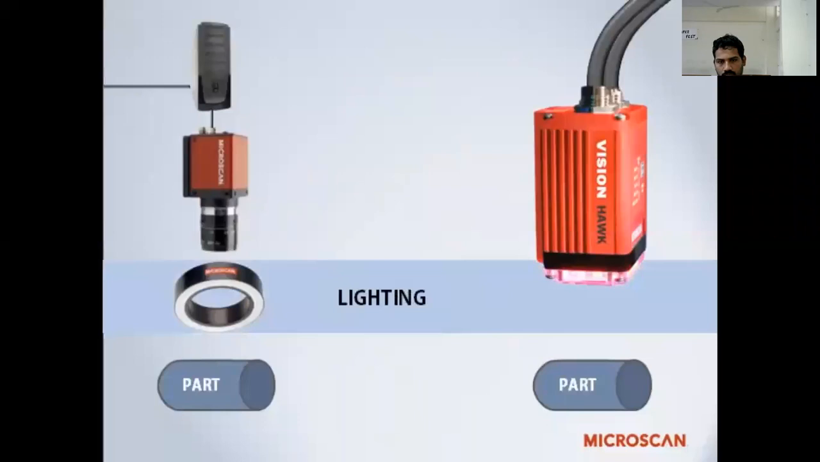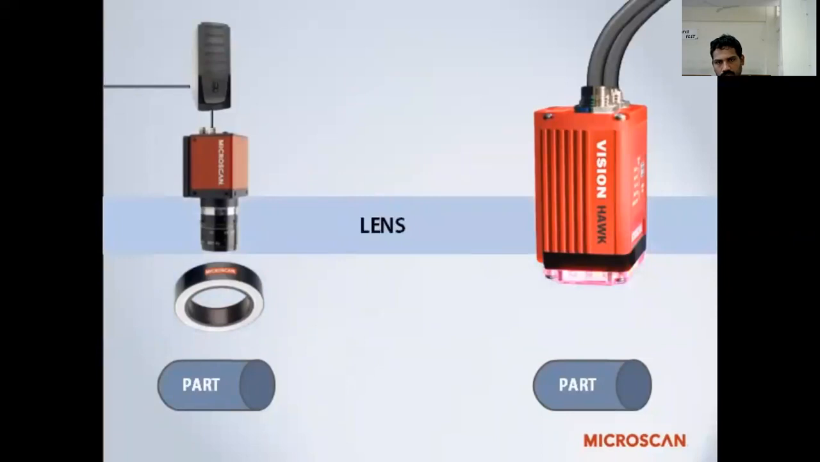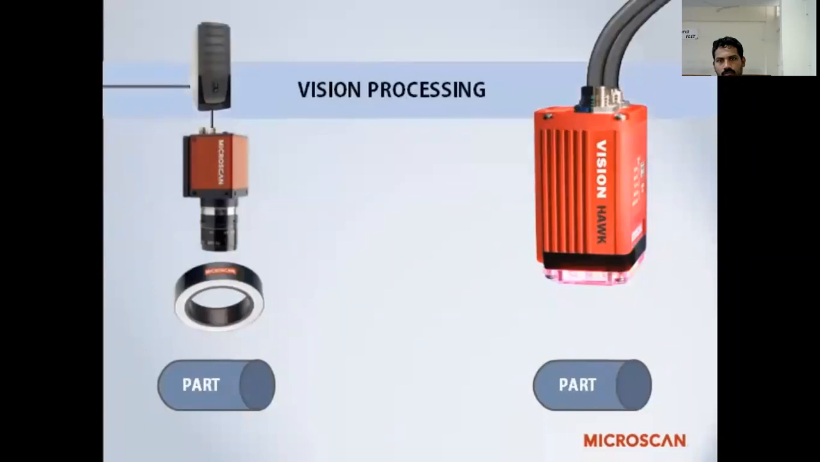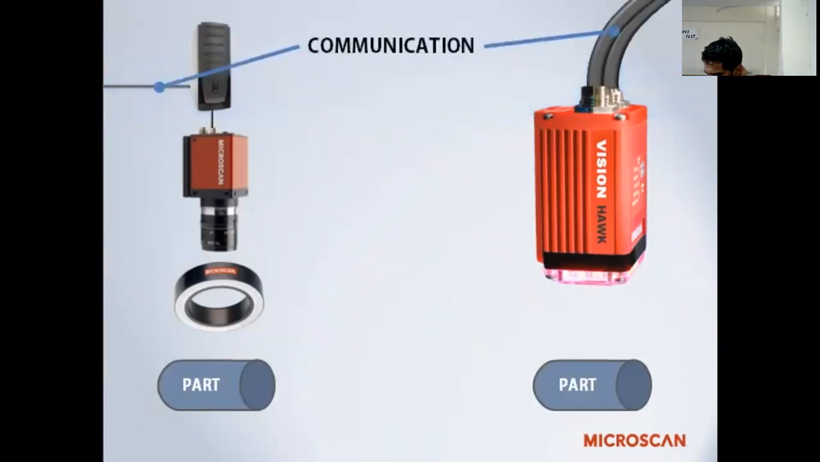Lighting is a critical piece because it illuminates the part to be inspected, allowing its features to stand out so that the camera can clearly see them. Next, you have the lens, which captures the image and presents it to the sensor in the form of light. The sensor in a machine vision camera converts this light into a digital image, which is then sent to the processor for analysis. Vision processing consists of algorithms that review the image and extract required information. Then the system will run whatever measurements or other processes it has been instructed to run. Finally, the resulting data is communicated out to the world in a useful manner.